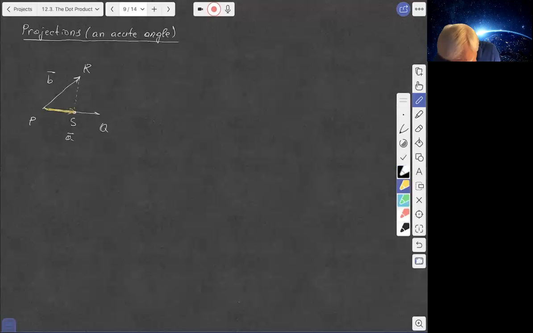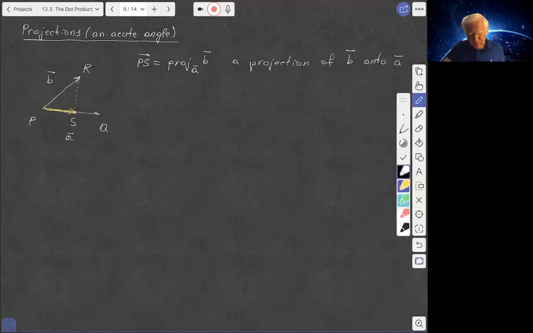So PS is a projection vector, and it's marked as the projection of B onto A. I want to point out the fact that it is a vector, all right? So whenever you're finding a projection vector, you are actually finding a vector.